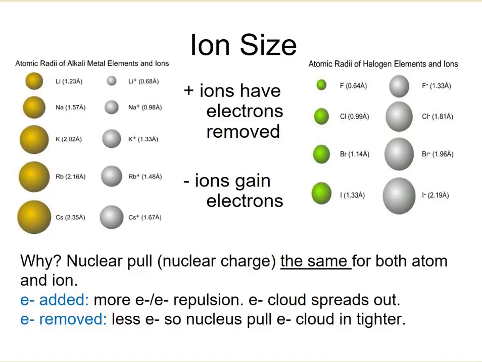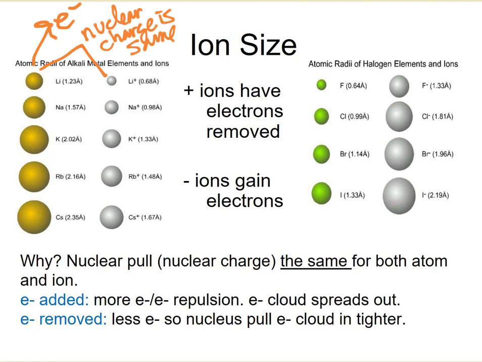So ion size. When electrons are lost, the cation gets smaller. And the reason for this is that the nuclear charge stays the same. The nuclear charge is just the number of protons. So the nuclear charge is the same, but what is different is the number of electrons. This lithium atom has 3 electrons, but the lithium plus only has 2 electrons, but both have 3 protons.